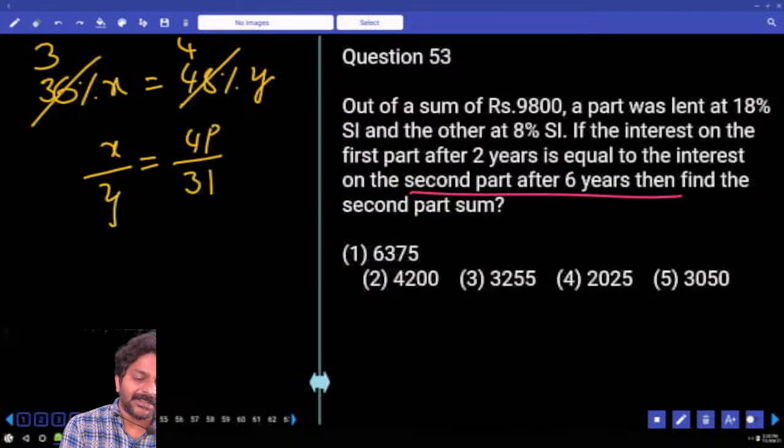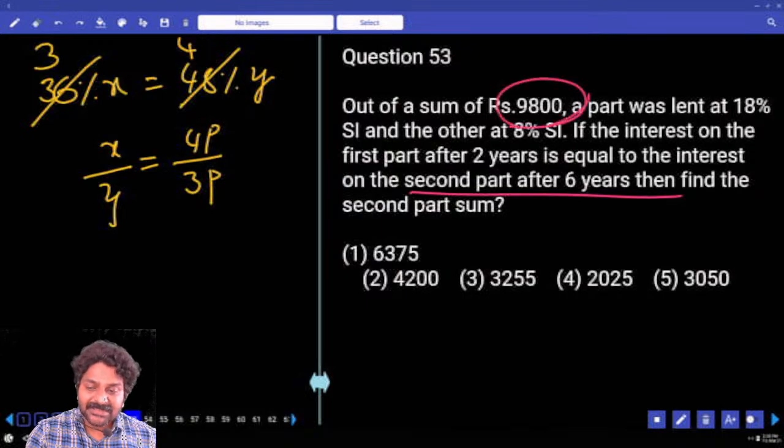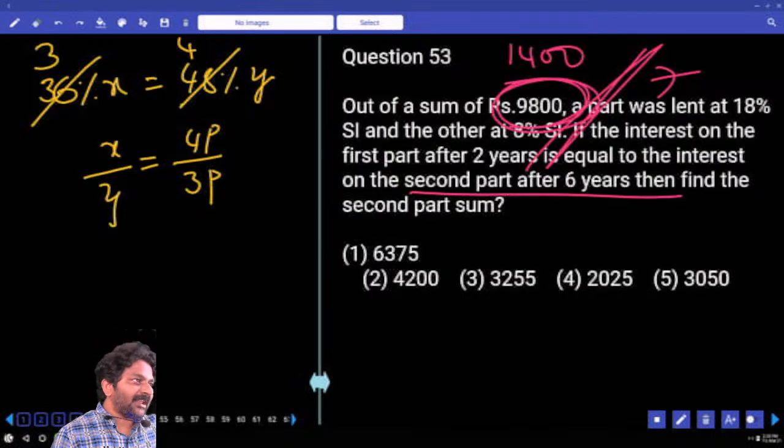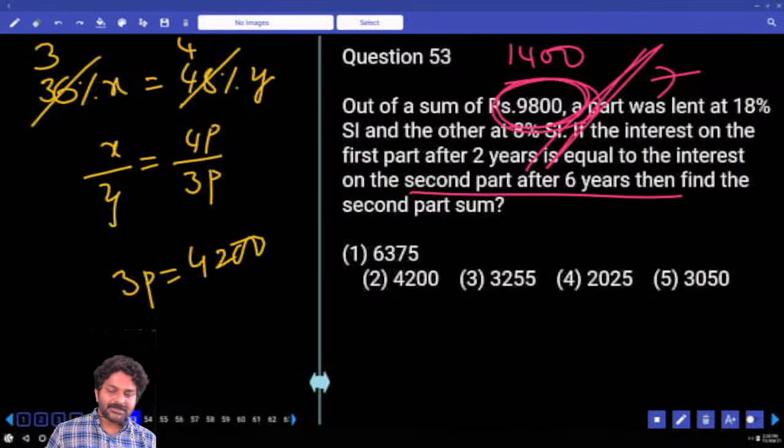That is 4 parts and then 3 parts. In total, how many parts do we have? 7 parts is equal to 9,800. Then 1 part is equal to 9,800 divided by 7, which is 1400. We were asked to calculate the Y value, which is 3 parts. 3 into 1400, 4,200.